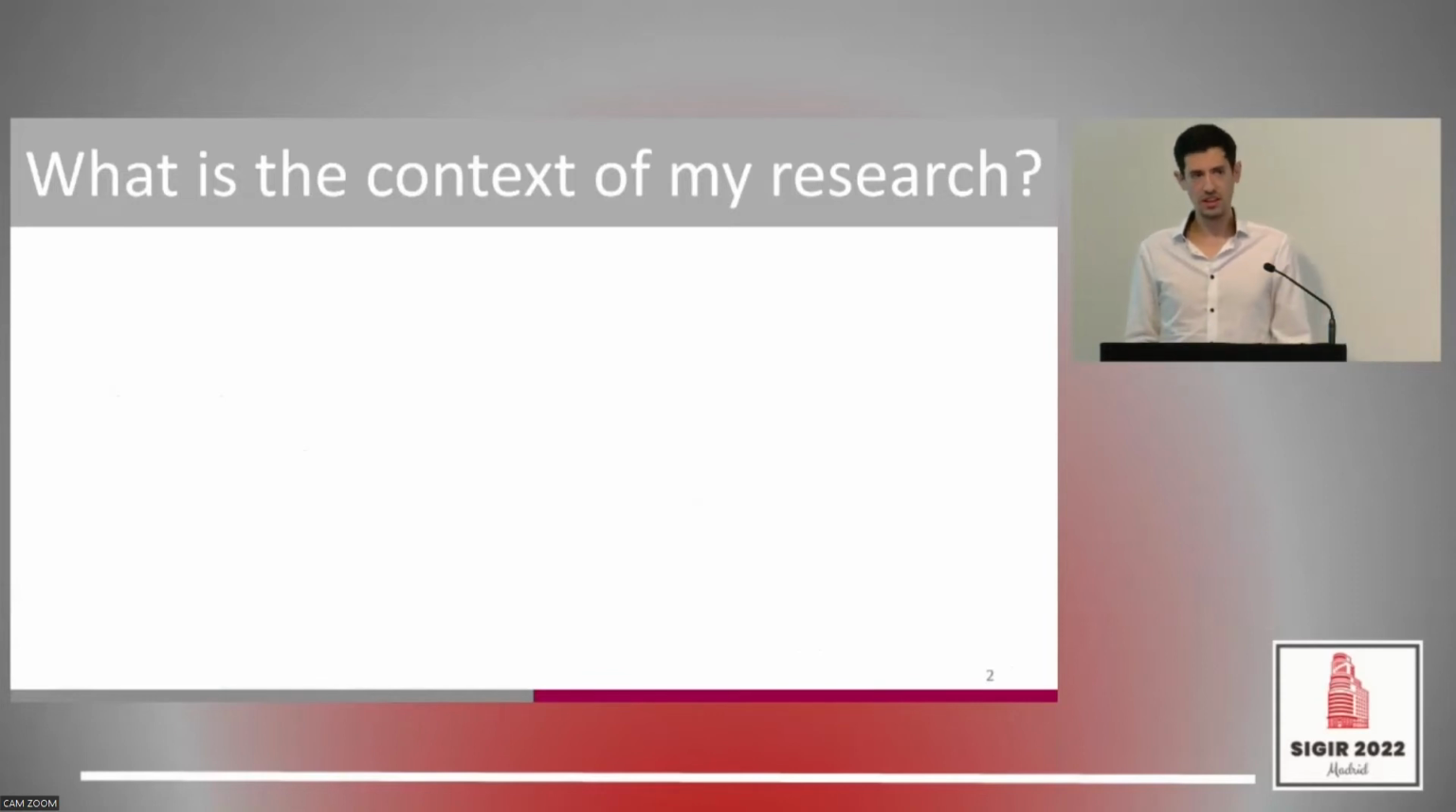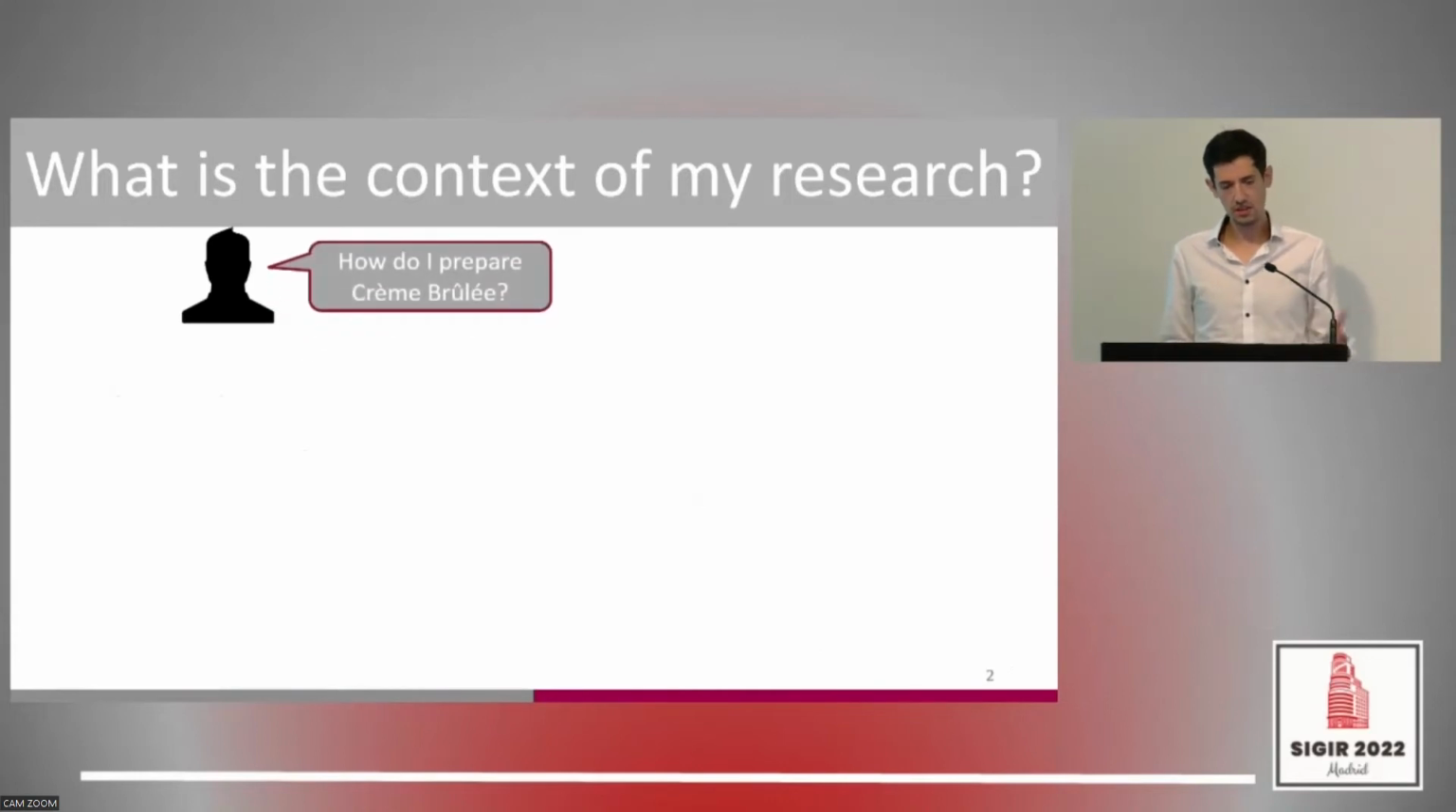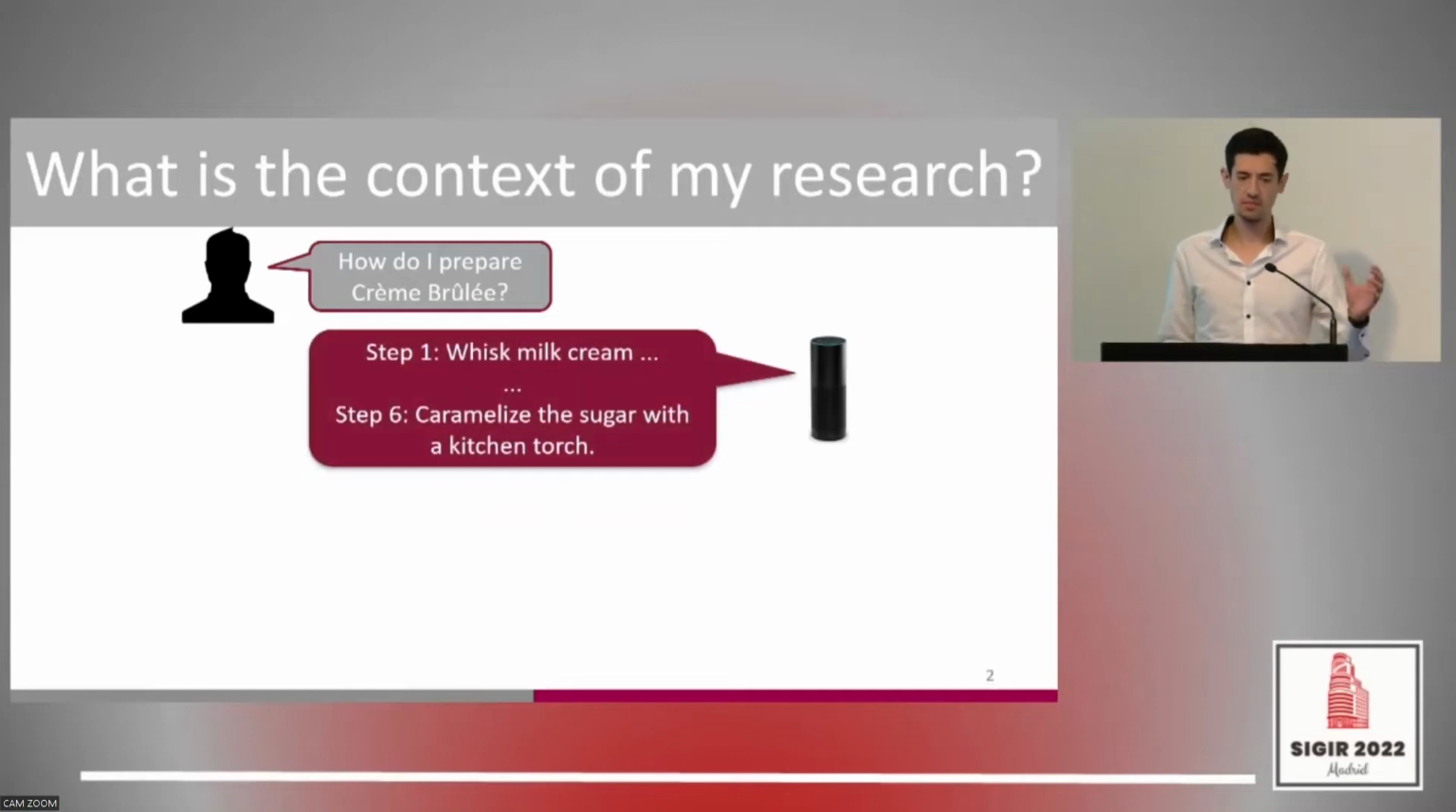But what if dialogues are getting more complex? Consider, for instance, this. You want to make creme brulee. So you might ask, how do I prepare creme brulee? Then your assistant might just read out the steps, whisk milk cream, and so on. And in the end, you need to somehow caramelize the sugar with a kitchen torch. However, since you're not that experienced in cooking, you have no clue how to do this.